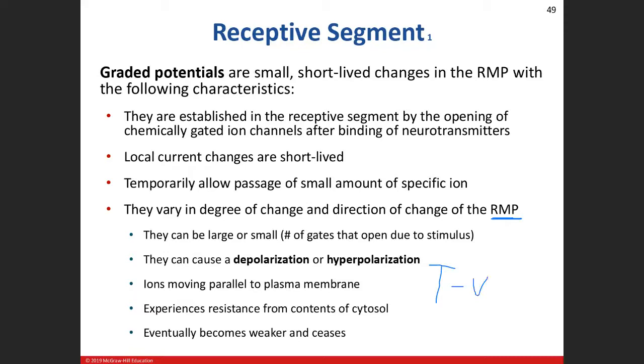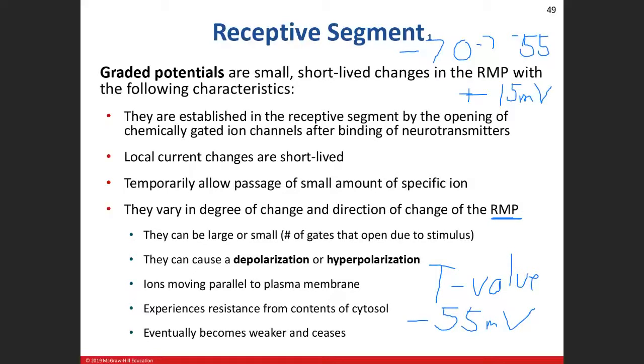I'm just going to call it the T value for right now. The threshold value, you need to know this, is negative 55 millivolts. If we can get our membrane potential to negative 55 millivolts, and if we can get that value to occur in the axon hillock, we're going to make an action potential. So we need to go from negative 70 millivolts to negative 55. So that's a difference of positive 15 millivolts.